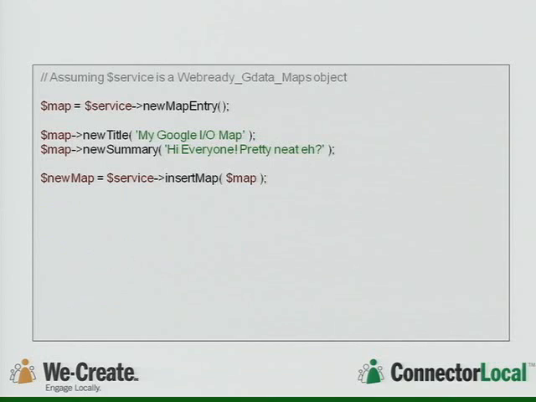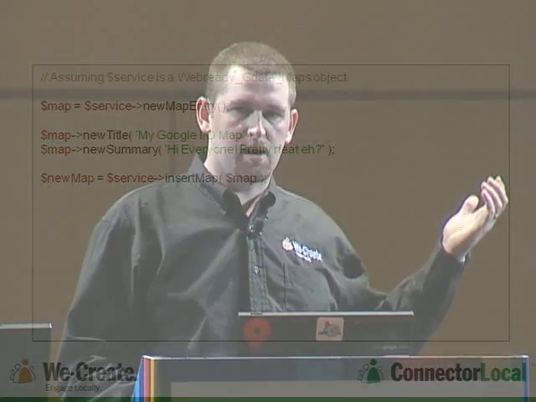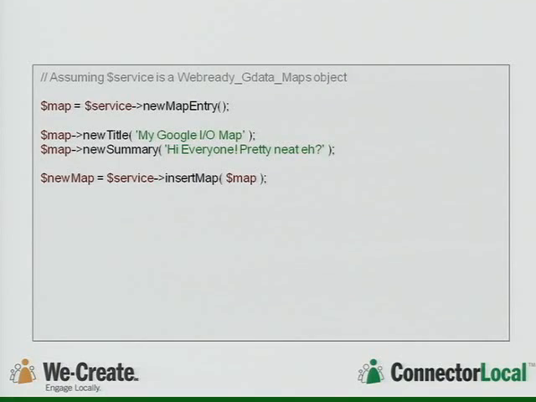So if we wanted to create a new map, again, very simple: create a new map entry, assign it a title and a summary, and insert the map. When the map's inserted at this point, it becomes part of the My Maps account, as you saw earlier. But at this point, it has no features or anything interesting in it besides the title and the summary. So you're going to want to add some new features to it.